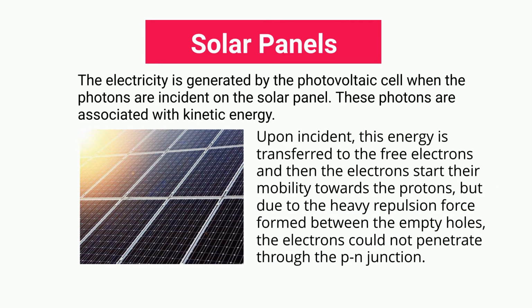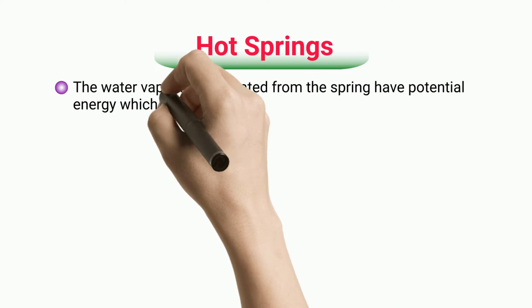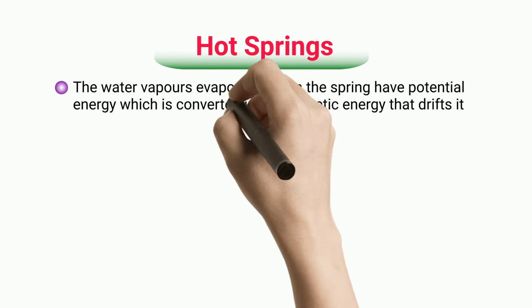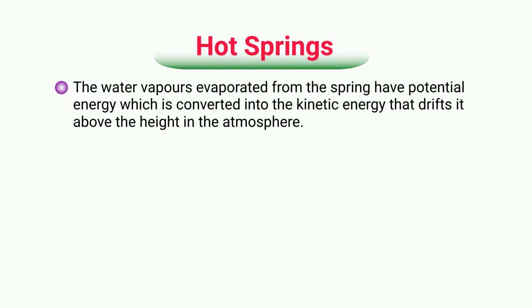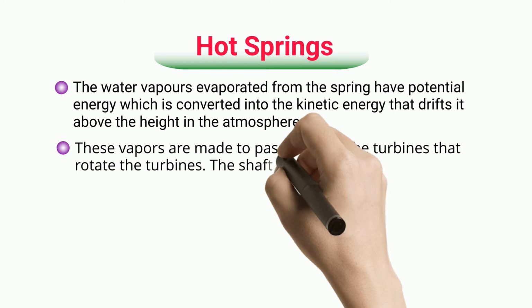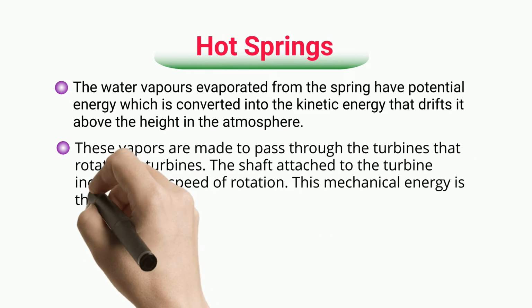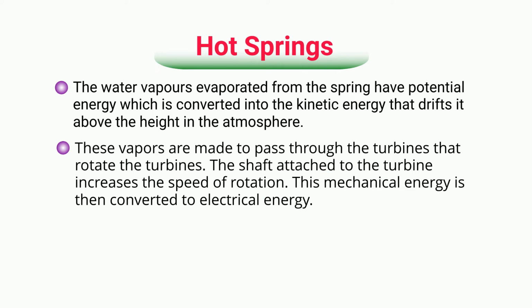junction. Hot springs. The water vapors evaporated from the spring have potential energy which is converted into the kinetic energy that drifts it above the height in the atmosphere. These vapors are made to pass through the turbines that rotate the turbines. The shaft attached to the turbine increases the speed of rotation. This mechanical energy is then converted to electrical energy.